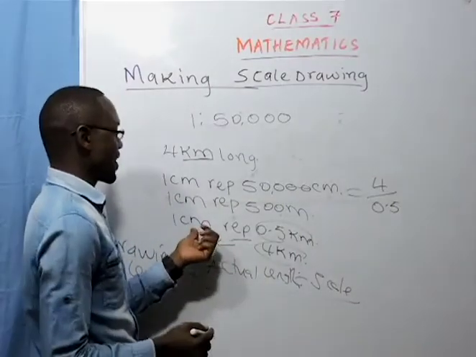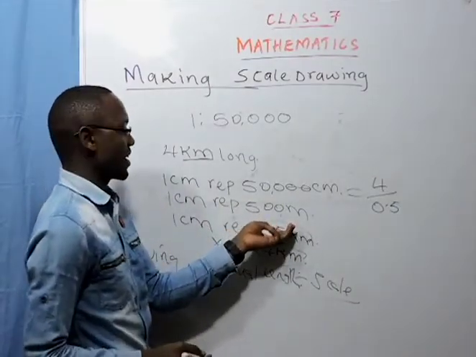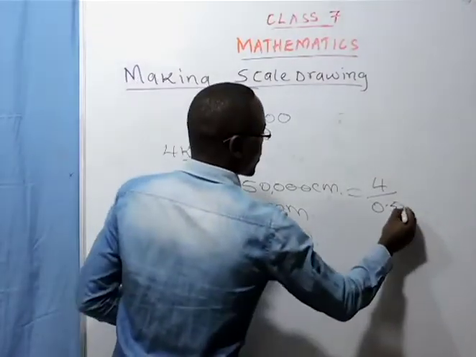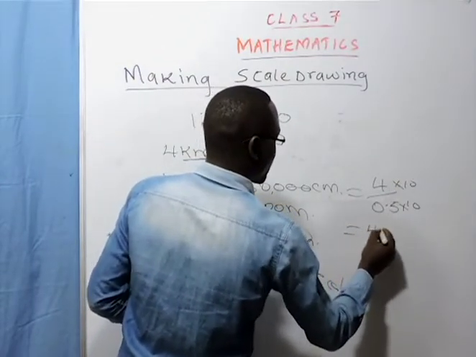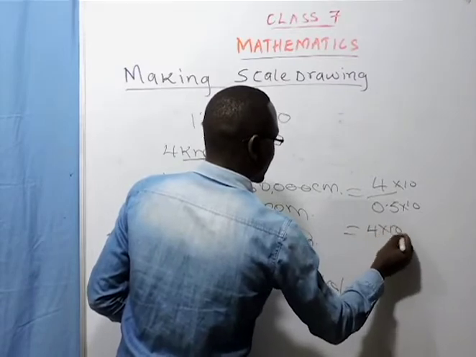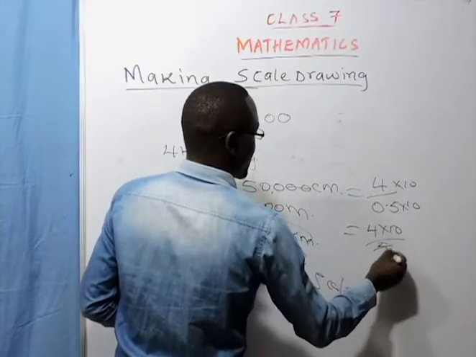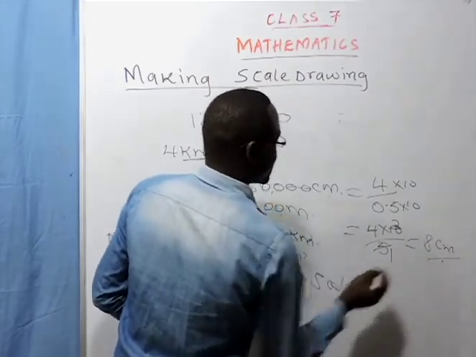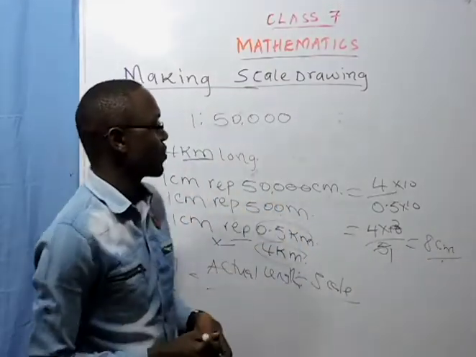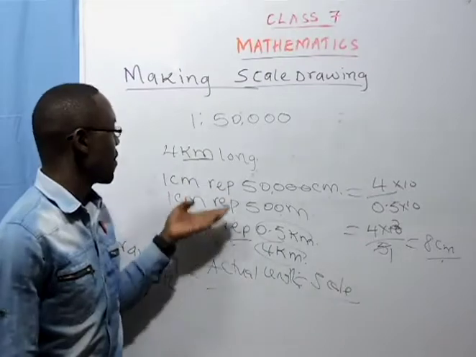The scale is what 1 centimeter will represent. That is what we are calling the scale. So, we multiply by 10, multiply by 10. So, this will be 4 times 10 over 5, which gives 2 by 1, so the line will be 8 centimeters. 8 centimeters on the map will be drawn to represent 4 kilometers.